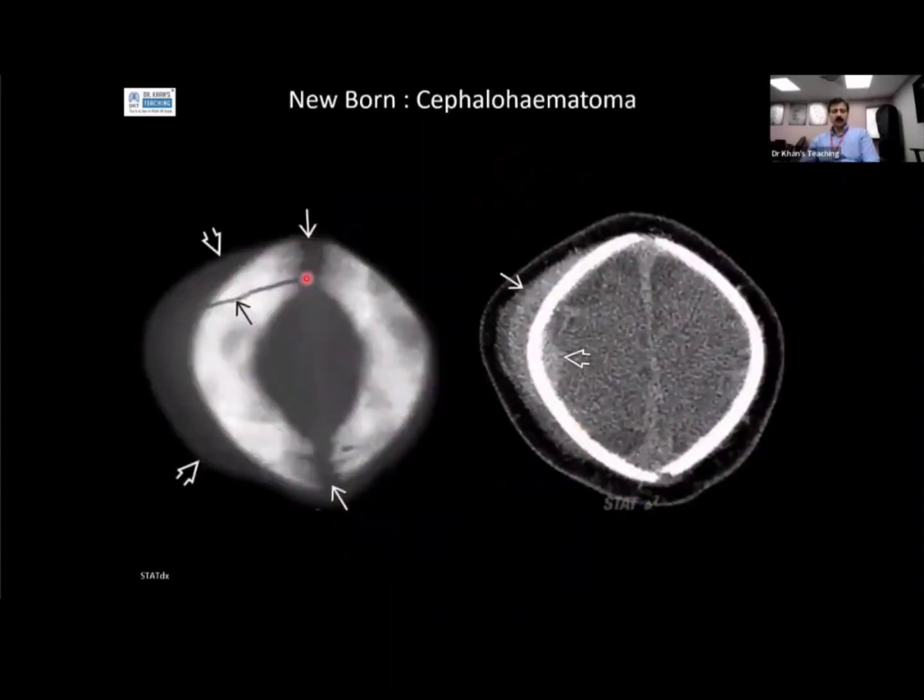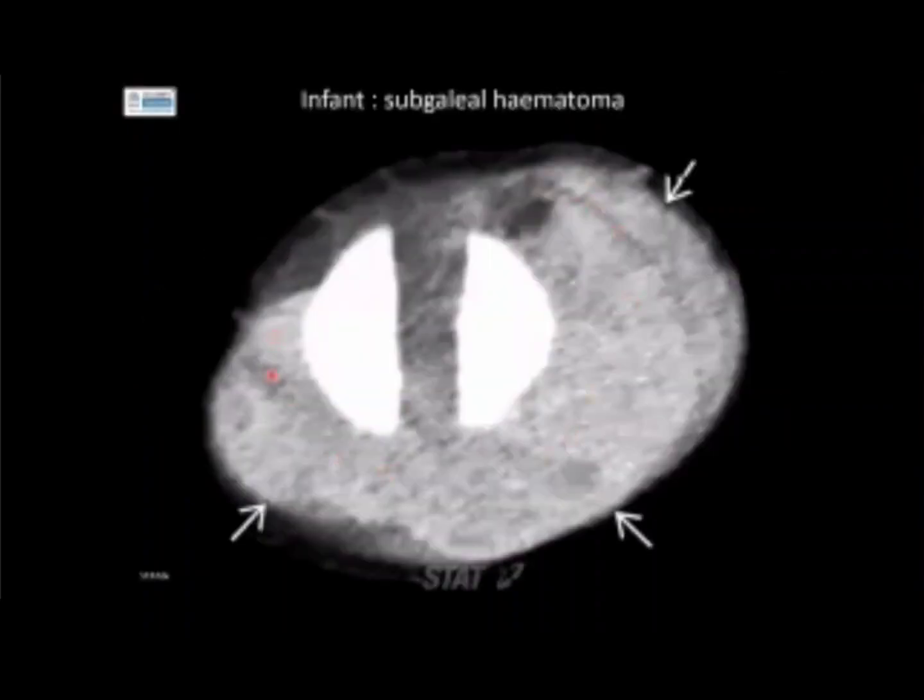So this is a cephalohematoma and this is a subgaleal hematoma. There is a fracture here, and this is a cephalohematoma. There was an epidural also. This, on the other hand, in an infant is a subgaleal hematoma.